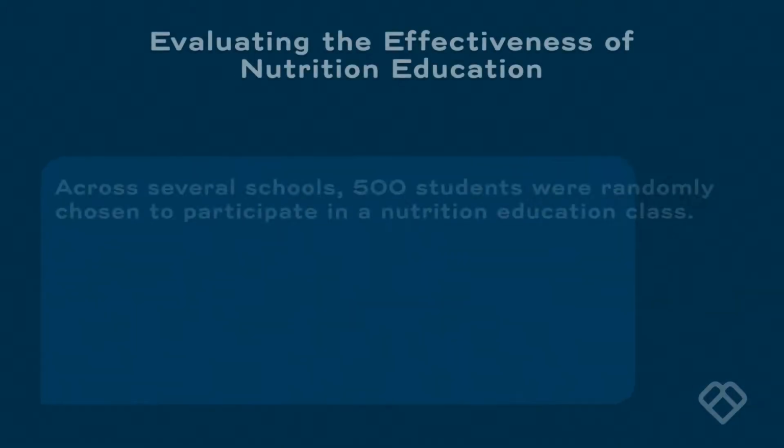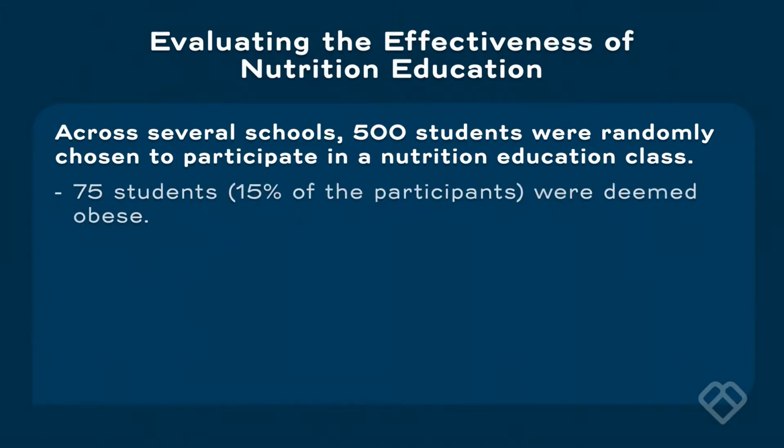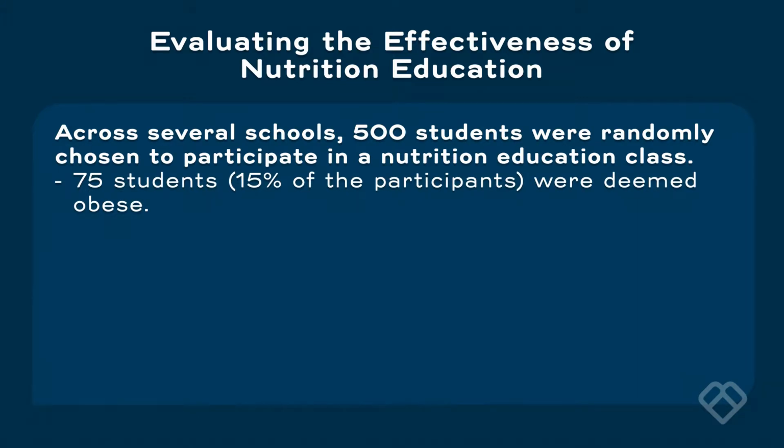Your assignment for today was to apply some of the techniques for evaluation that we looked at in the last class to an obesity prevention program. In order to lay the groundwork for that, let's look at some hypothetical results from a program. Across several schools, 500 students were randomly chosen to participate in a nutrition education class. 75 students, 15% of the participants, were deemed obese.